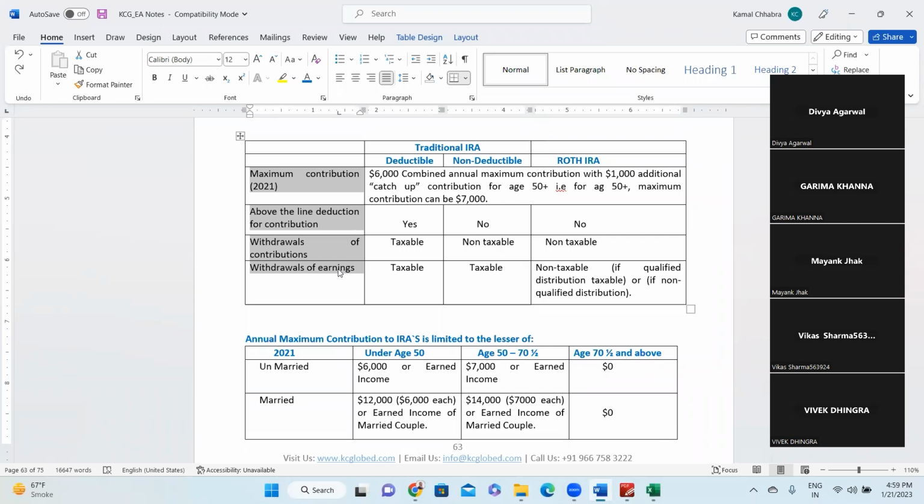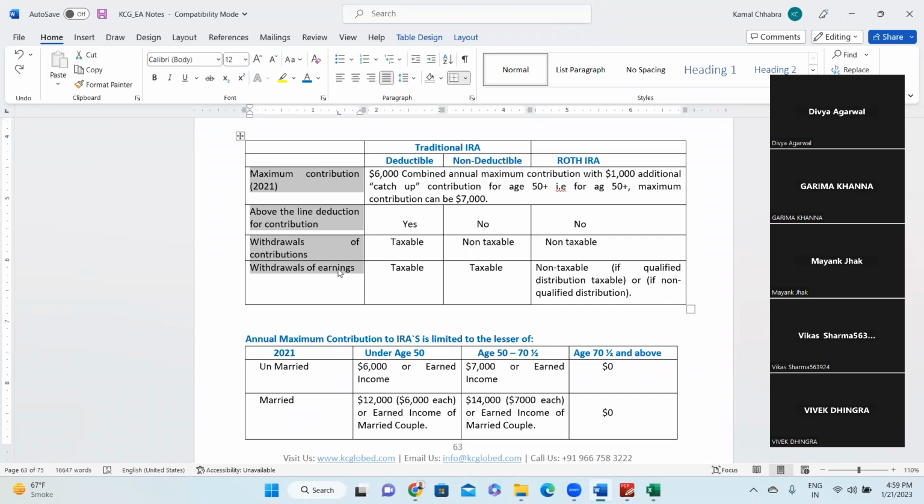So key thing to notice, if you see this summary, is for deductible IRA, you will get tax benefit in current year, but in future year, you need to pay taxes on the principal and interest both. For non-deductible traditional IRA, you are paying taxes in current year. You will not get any benefit in tax on the principal which you are contributing today, and the same principal which you are withdrawing in future years is also not taxable.